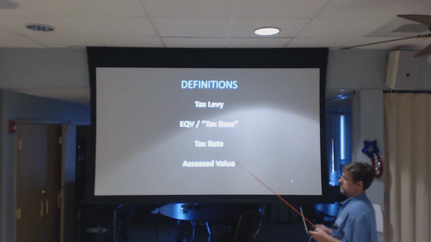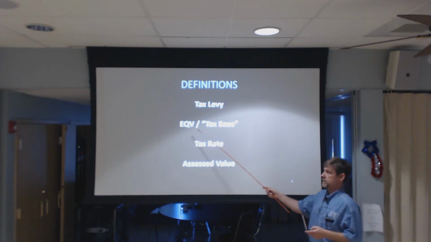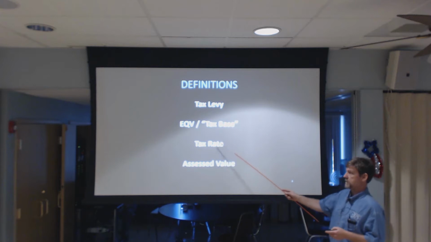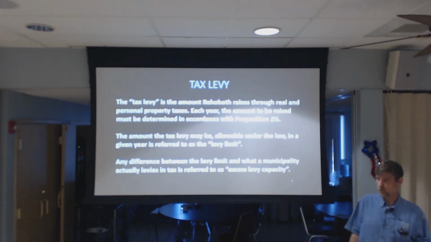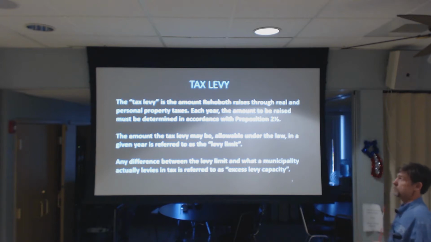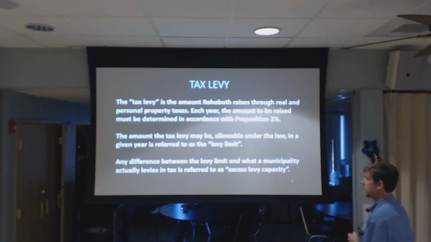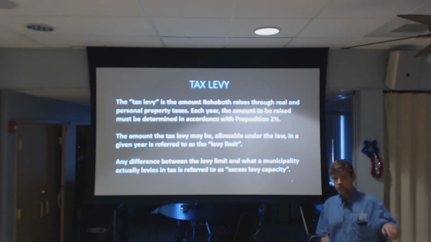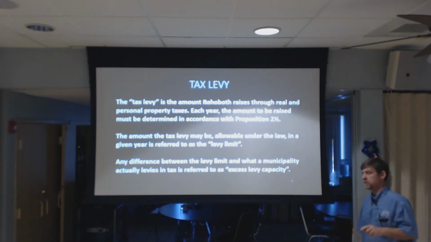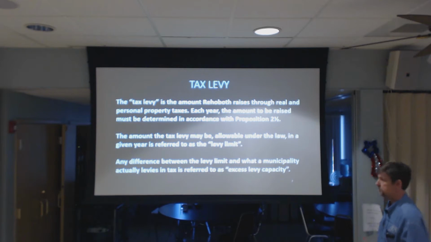So you need to know the definition of the tax levy, the EQV, which is the equalized valuation or the tax base, the tax rate, and your assessed value. The tax levy is the amount of money that we can raise through real estate and personal property taxes. Each year, the assessors determine that amount in accordance with the law pertaining to Proposition 2.5. The amount the tax levy can be in any given year is referred to as the tax levy limit, sometimes just abbreviated as the levy limit.